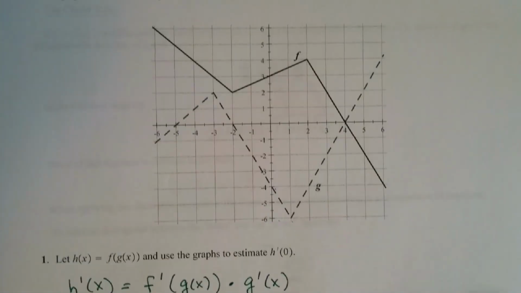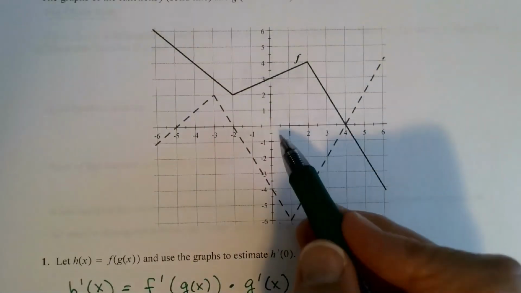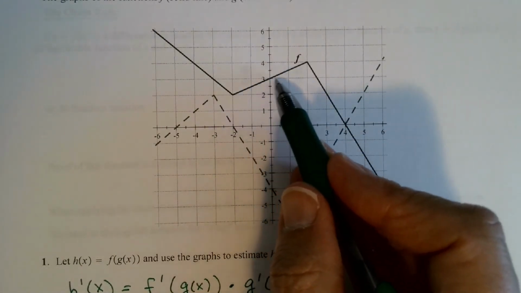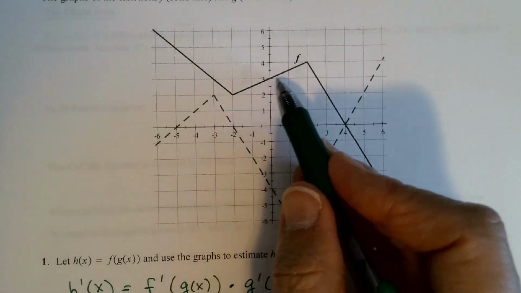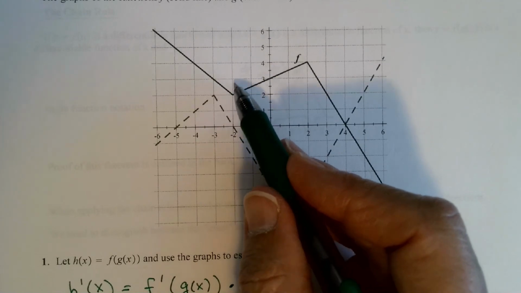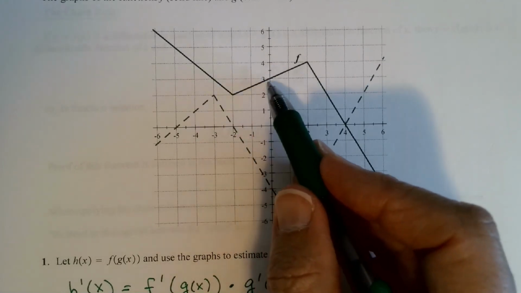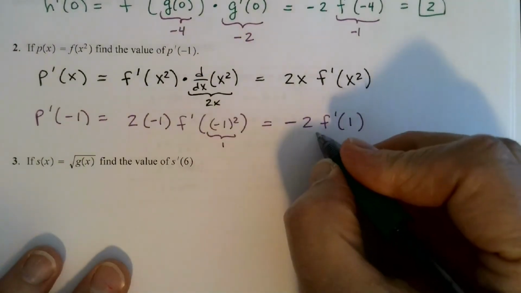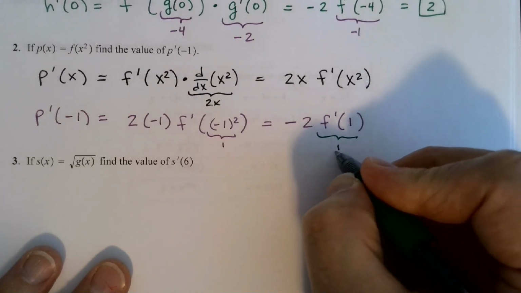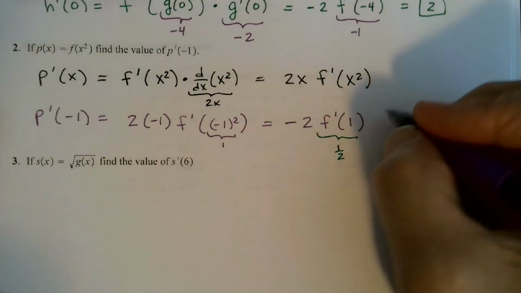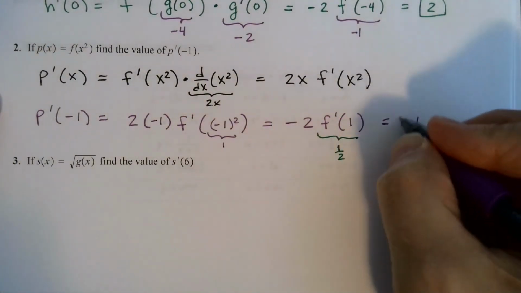What's the slope of the function f, the solid line, at x equal 1? What's the slope of that line segment? It's positive, right? It's going up from left to right. Rise is 1, run is 2. 1 divided by 2. It's a half, right? F prime of 1 is 1 half. Negative 2 times 1 half is equal to negative 1.